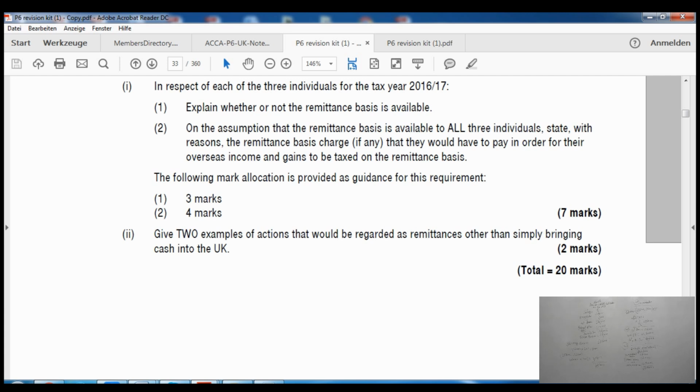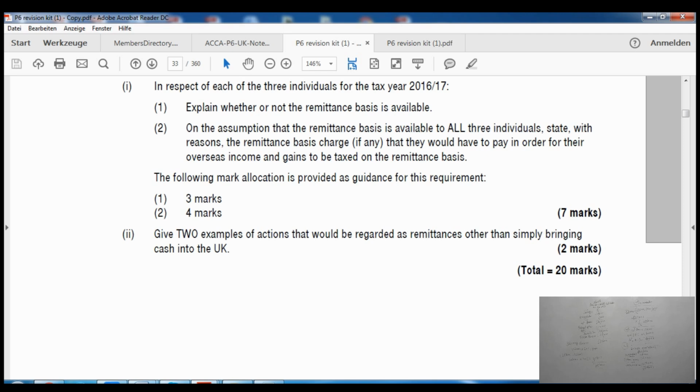There are 3 individuals, and it says he has been living in the UK since 2006-7 and so on. And then one of them has ceased to live in the UK, so he's no longer living in the UK, and the other 2 are still resident. And he tells us the overseas income and how much they have remitted to the UK. So we'll have to deduct that, and the remaining amount is going to be unremitted.